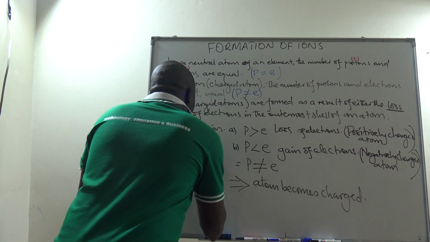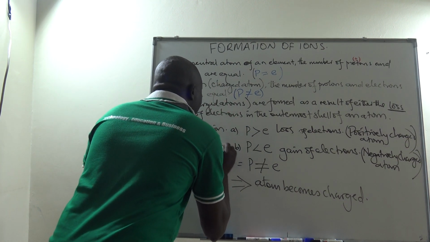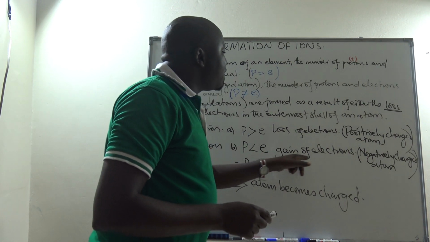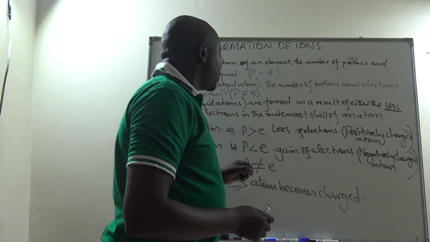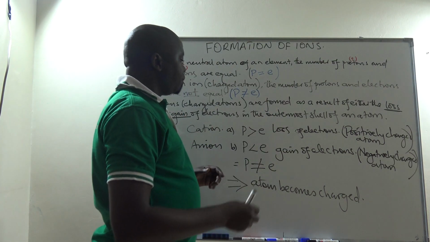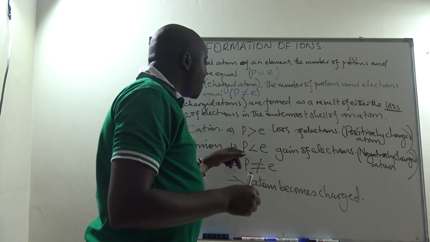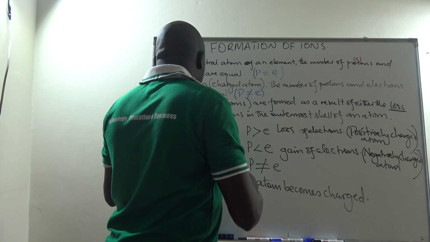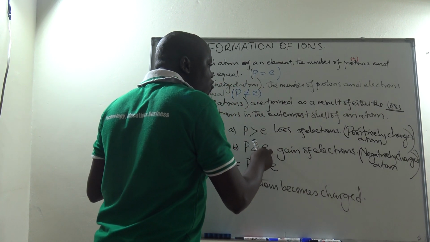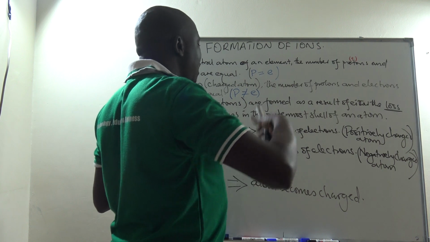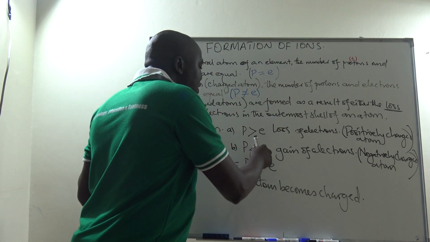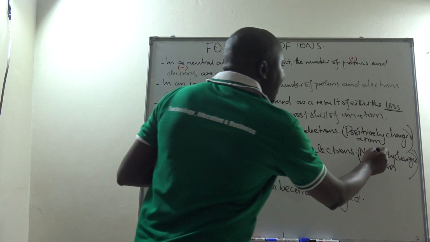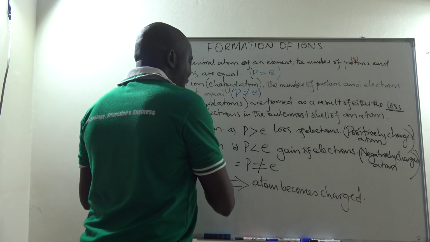Then, where we have an anion, that is a negatively charged ion, that is a result of the gain of electrons by an atom of an element. If an atom gains some electrons, the number of electrons will be more than the number of protons, or the number of protons will be less than the number of electrons. We shall have extra or excess electrons, and that atom becomes what? Negatively charged, and that's what we call an anion.